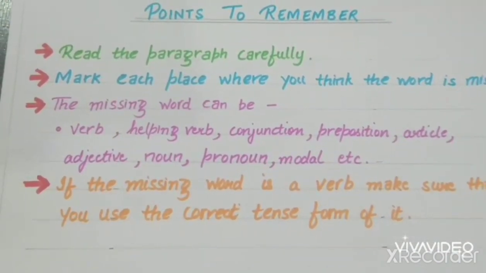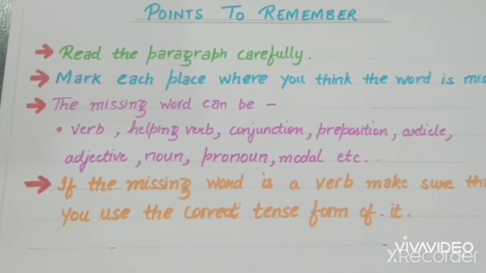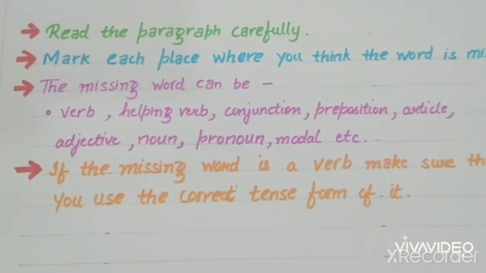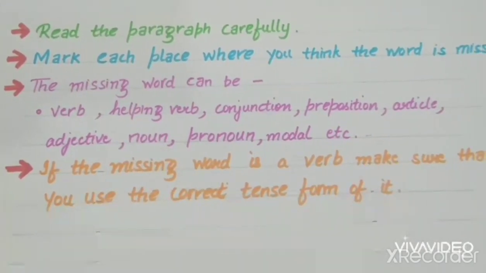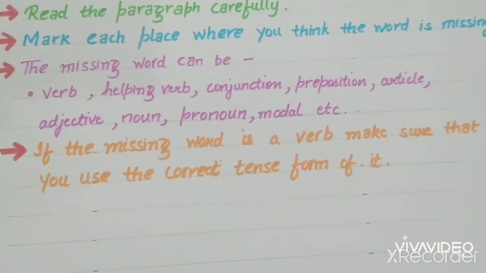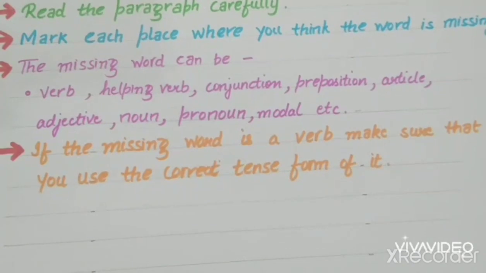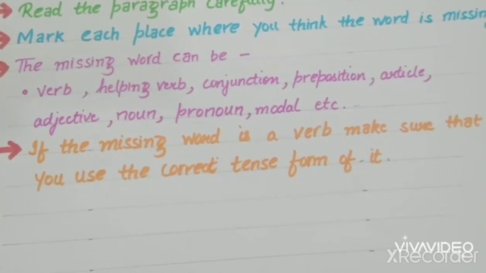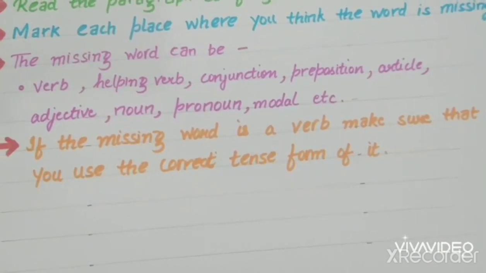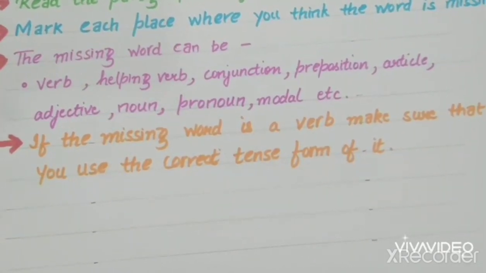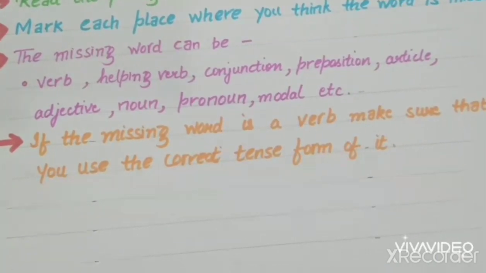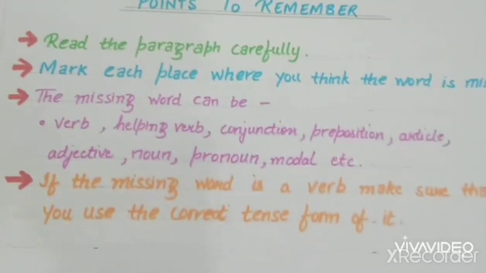Children, the missing word can be a verb, a helping verb, a conjunction, a preposition, an article, an adjective, a noun, pronoun, a modal, etc. Remember, if the missing word is a verb, make sure that you use the correct tense form of it. This means if your paragraph is in past tense, then provide the verb according to the tense that has been used in the paragraph.